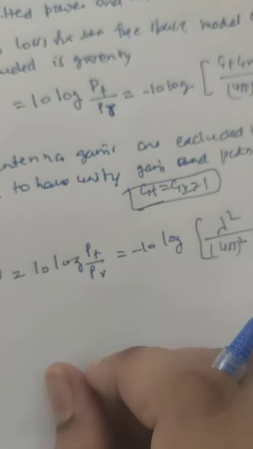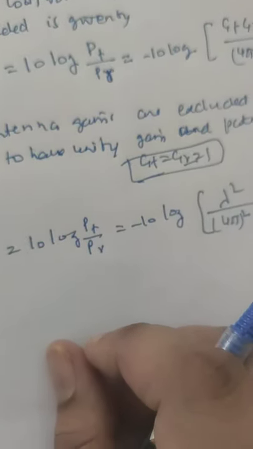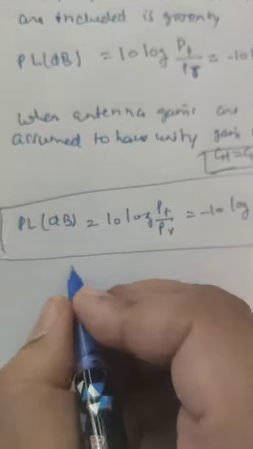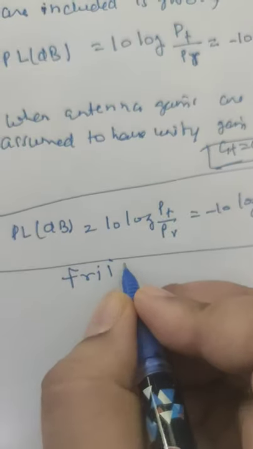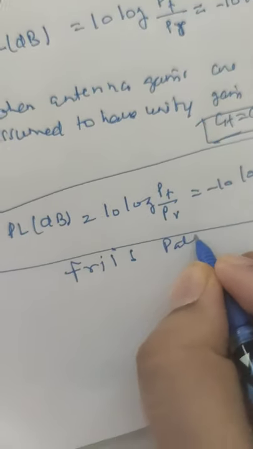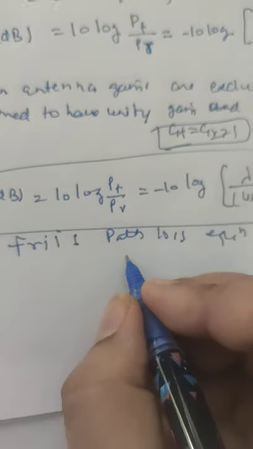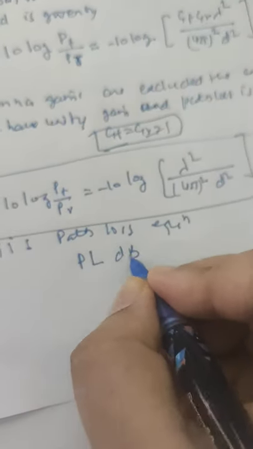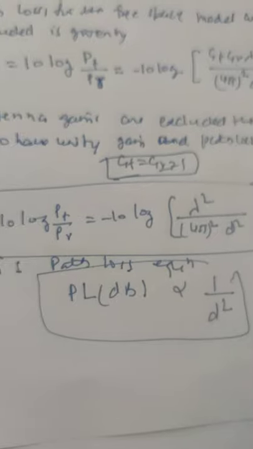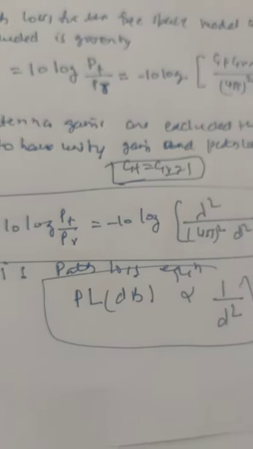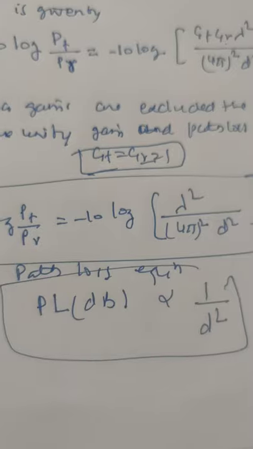Equation number 6 is known as the Friis path loss equation, and we get one relationship: the path loss, which is in dB, is inversely proportional to the distance square. It implies that the path loss is inversely proportional to the transmitter-receiver separation square.